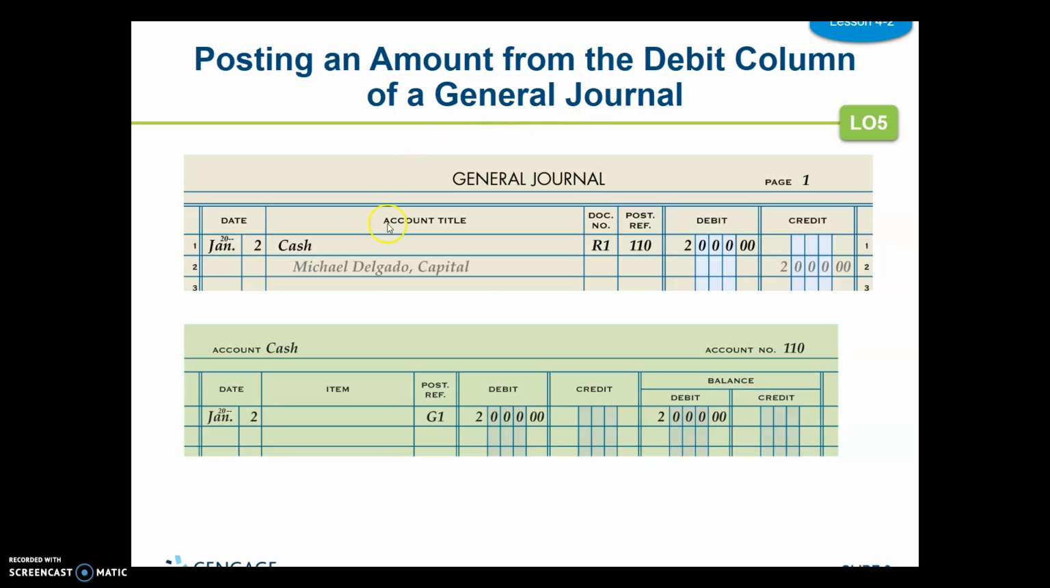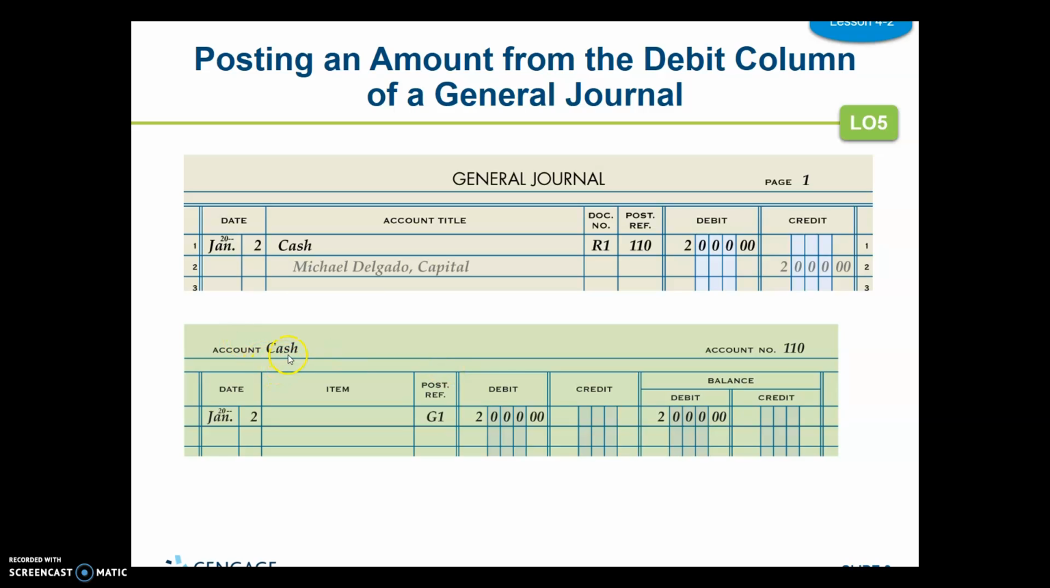So we've already learned how to journalize each transaction. This is the example of the owner investing cash into his business. So we debit cash and we credit the name of the owner, capital. We have a receipt usually to prove that, and we have a debit and a credit. Down below is an example of an individual ledger. So this is a ledger for cash.